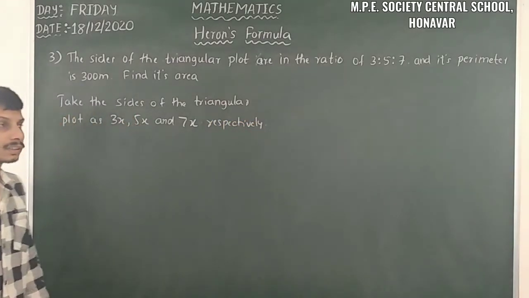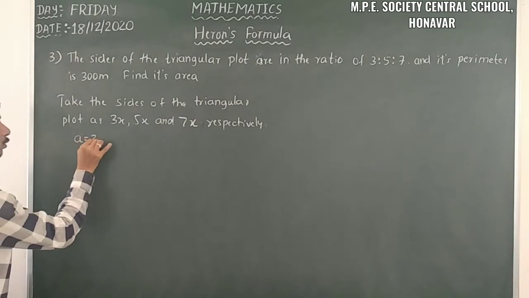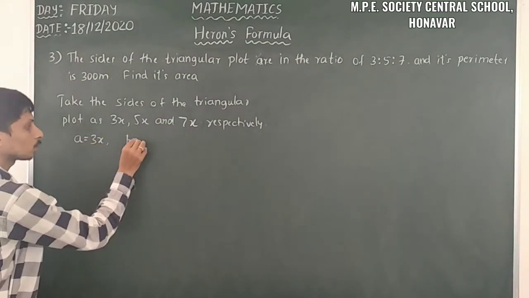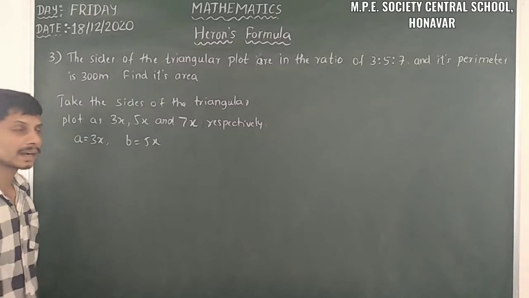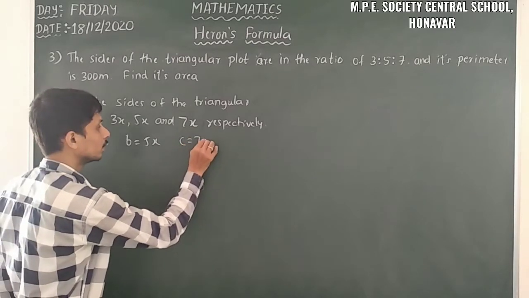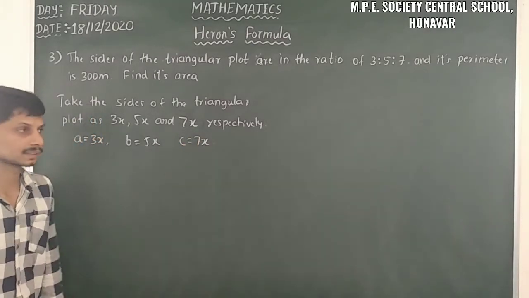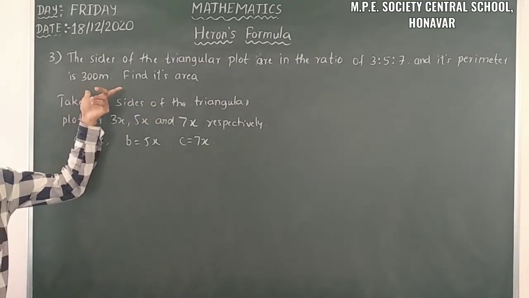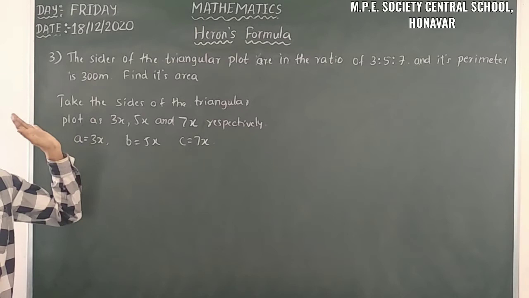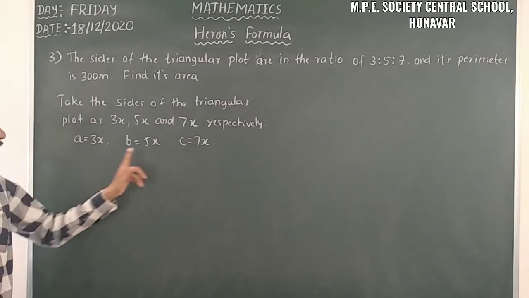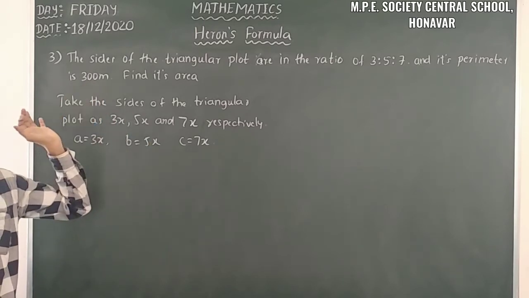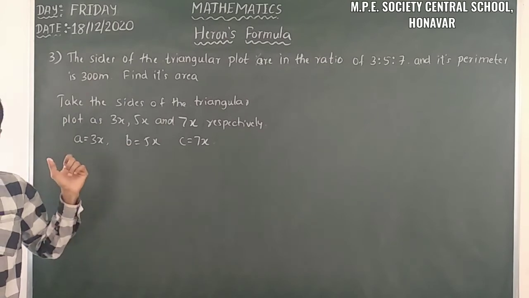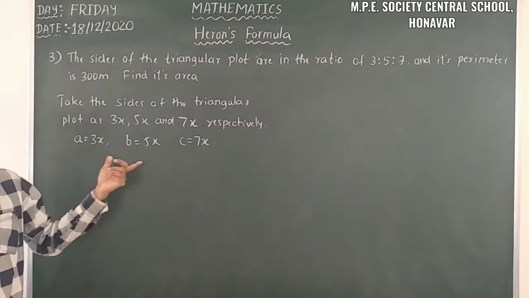Okay, then we have to consider each and everything. I will take A is equal to 3x, B is equal to 5x, and C is equal to 7x. So here we have the perimeter. The perimeter is already given, that's why we can add all these things and get the value of each side. So here we have to insert the perimeter.